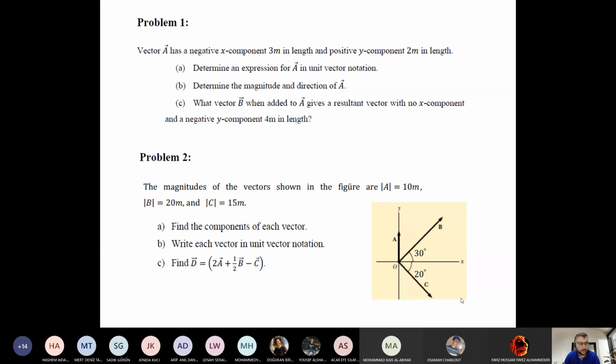Also, this week you did a lab experiment, but next week you will have a tutorial section. Your lab assistant will solve some problems related to units and vectors. So please attend the tutorial section and try to understand these tutorial problems. If you have any questions about these problems and examples, you can ask me whenever you want.